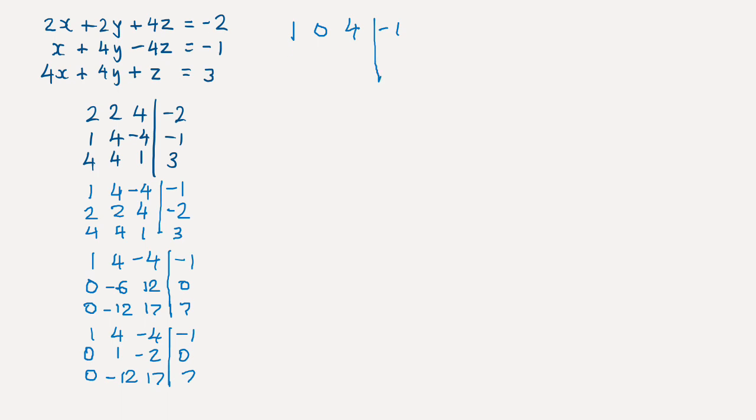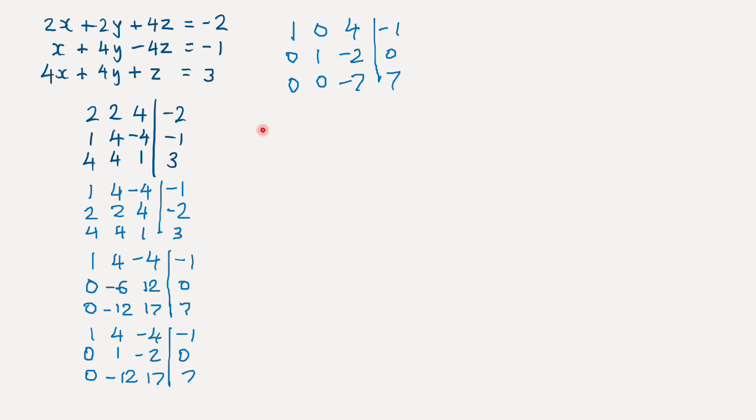Second row we're not doing anything with at this stage, so we'll just write it down again. And then the third row we'll have 0, 0. We're adding 12 times the second row, so we've got 17 plus 12 times minus 2, so 17 minus 24, which is minus 7, and then we'll have 7 plus 12 times 0, so we'll get 7 here as well.